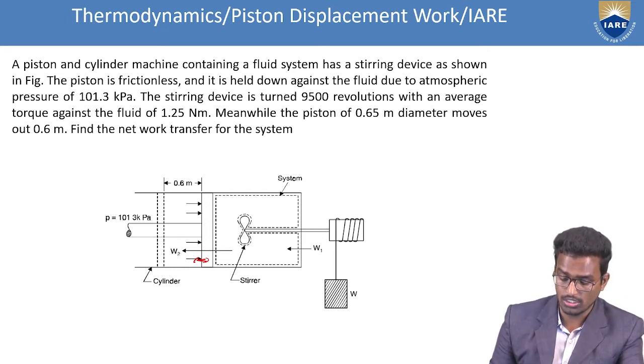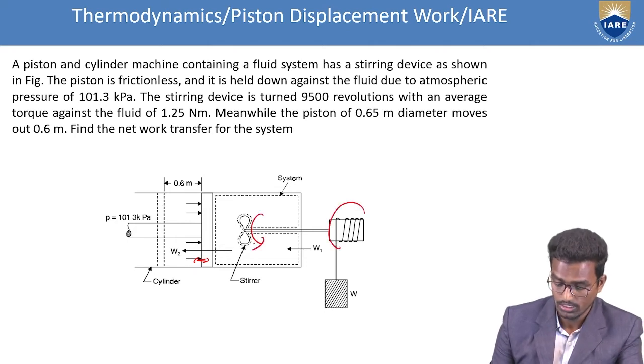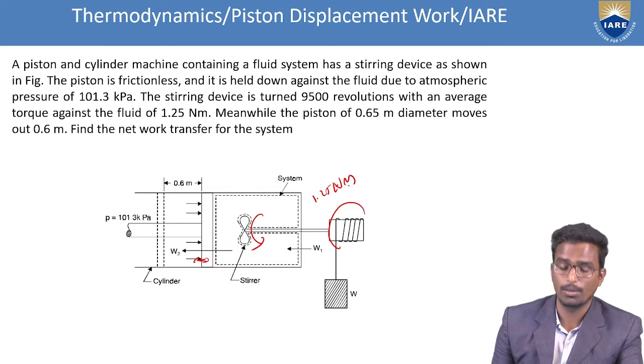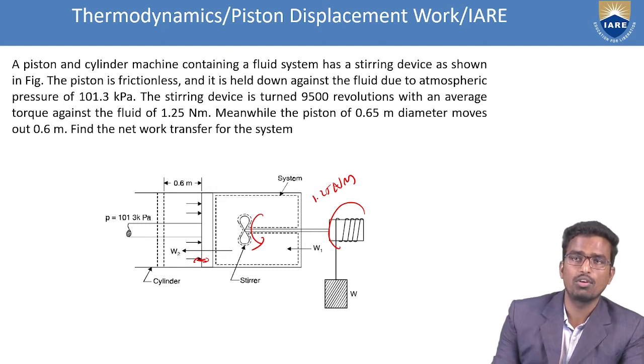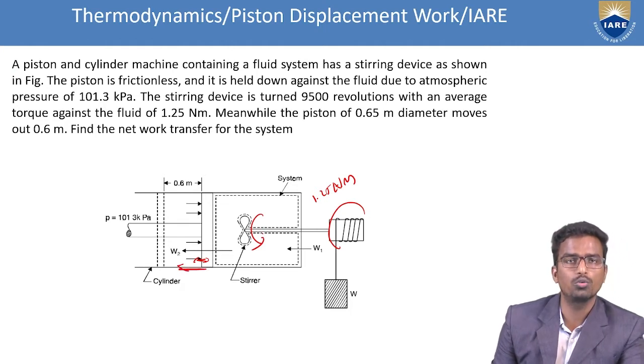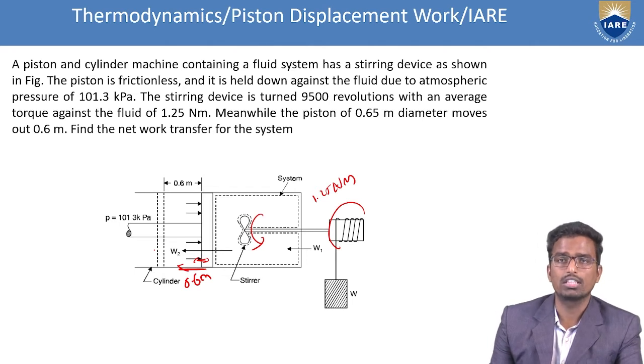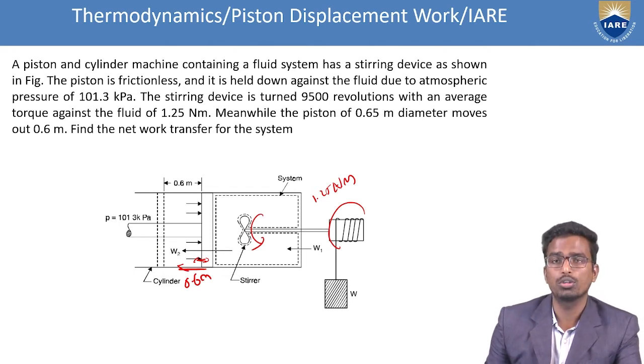The stirring device is turned for 950 revolutions, so it is revolving. That means it is revolving at 950 RPM with an average torque of 1.25 Newton meter. The torque applied on this is 1.25 Newton meter. Meanwhile, the piston of 0.65 meter diameter moves out by 0.6 meters due to this work being done. It moves 0.6 meters outward. Find the net work transfer for the system. How much amount of work is transferred?